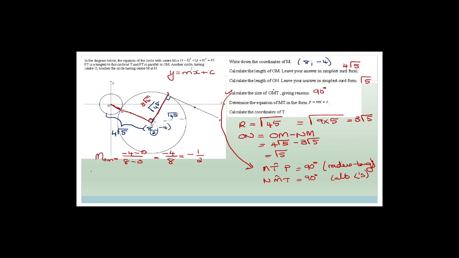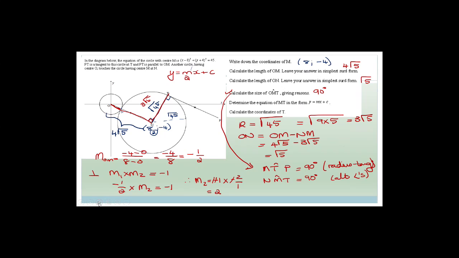Excellent. But we know that for perpendicular lines, m1 multiplied by m2 equals negative 1. So m1 is going to be this gradient of minus a half. So you've got minus a half times m2 is equal to negative 1. Therefore, we can take that across. And when you divide by a fraction, what do you do? You tip and times. Therefore, m2 is equal to minus 1 times negative 2 over 1. I'm tipping and timesing, and these cancel, and therefore my gradient is 2. Okay, so now I've got that as 2.